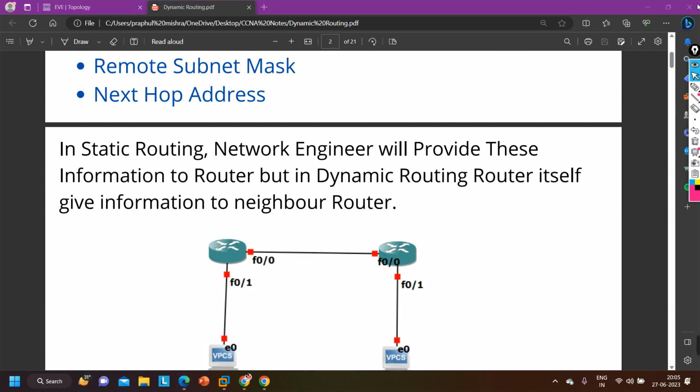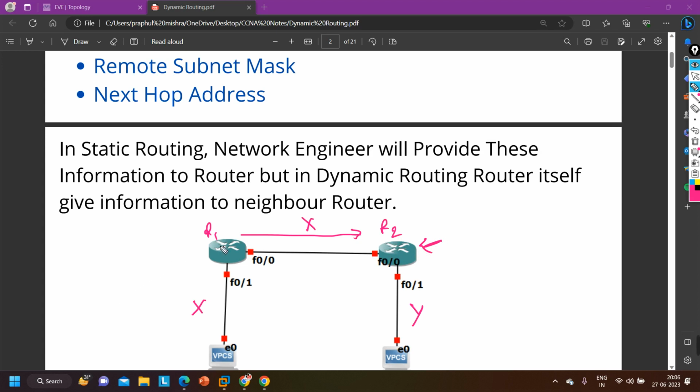What is my question? See here, again I am explaining the question. This is X network, this is Y network. Router 1 has sent X network information to router 2. This is router 1, this is router 2. How will router 2 come to know about the next hop IP address?